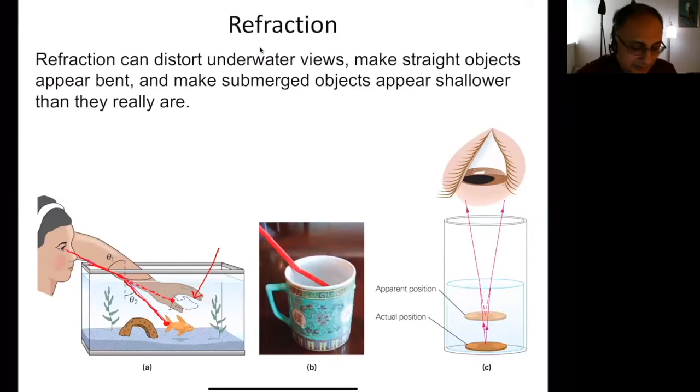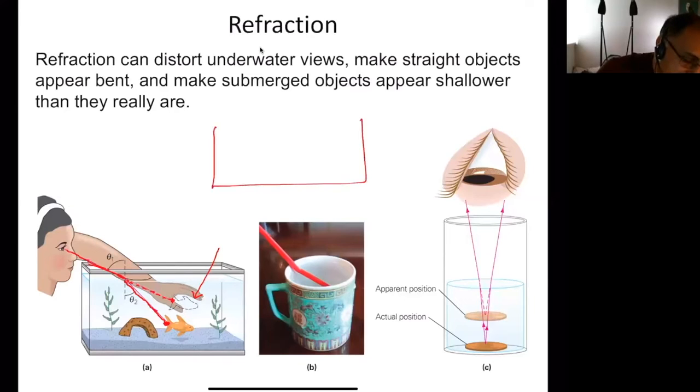Another thing that you might have noticed many times is that if you have an object that's in a cup of water, like the straw, it appears to be bent. You can clearly see how the straw appears to be bent. The reason why the straw appears to be bent is exactly the same. So here is the cup of water, and here is the straw.